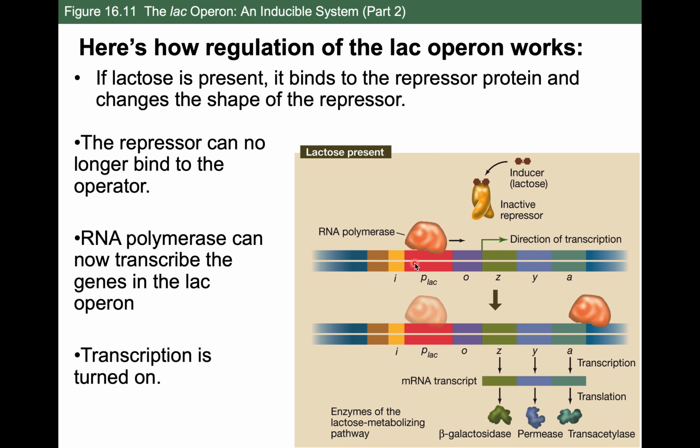And now RNA polymerase can bind and transcribe, right? So as soon as lactose showed up, we took away that inhibition, and RNA polymerase transcribes all three of these genes as basically one messenger RNA. It's technically called a polycistronic messenger RNA. And then that one messenger RNA gets translated into the three different enzymes. So we turn the system on, right?